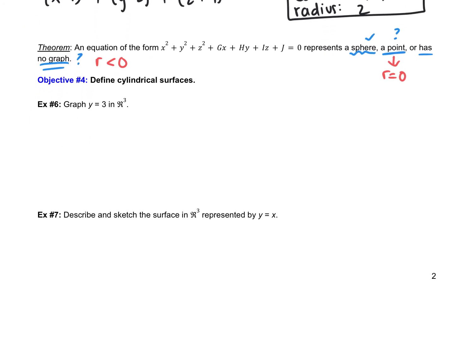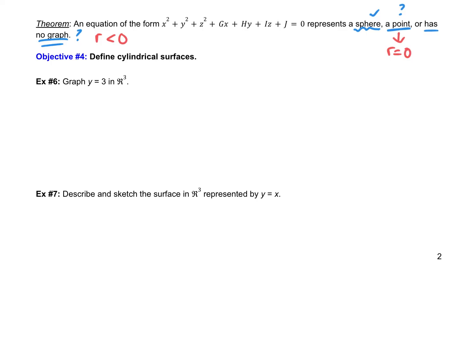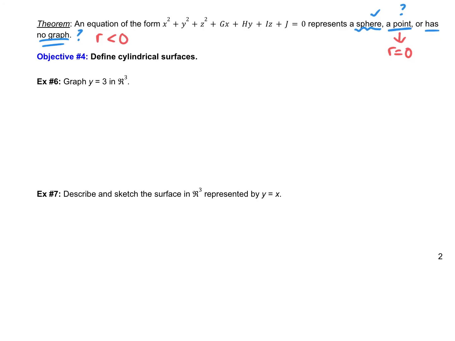Okay, last objective for this video is to define cylindrical surfaces. So what we're going to be doing with that is we're just going to be graphing in 3 space instead of 2 space. So if you look at example number 6, we are going to be graphing y equals 3 in 3 space. So that's what this is. This denotes 3 space.